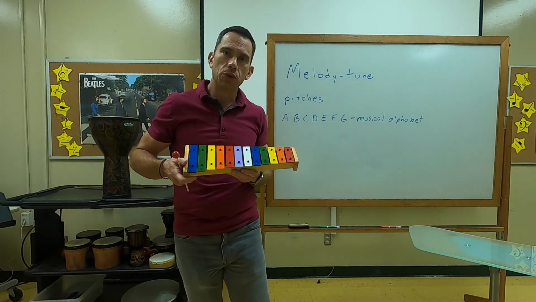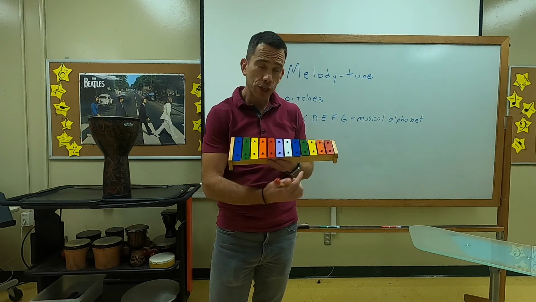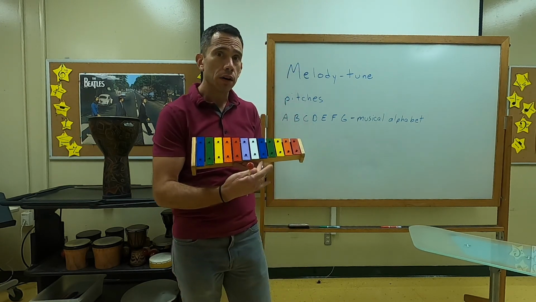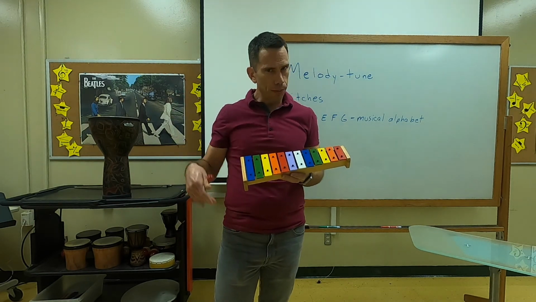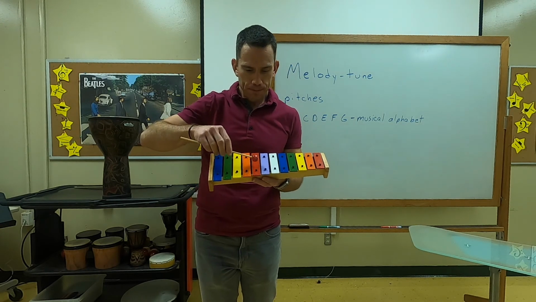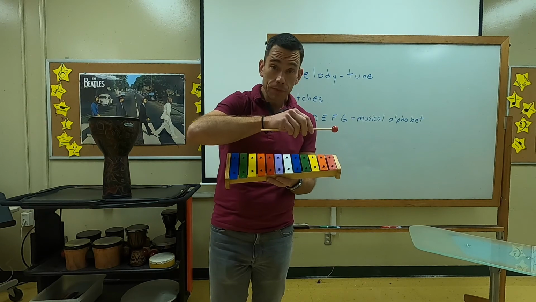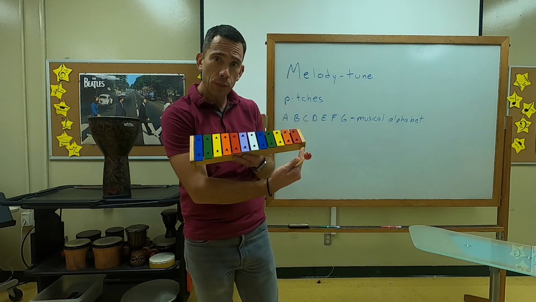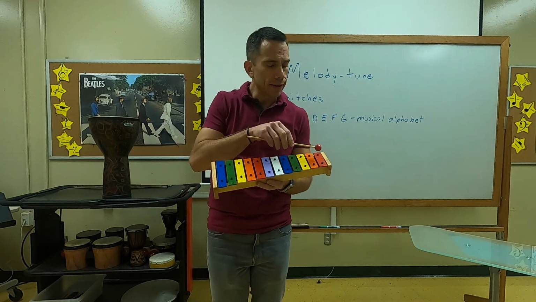Here, I've got a little bell set, and each one of these bars is a different pitch. The ones up here are smaller, so they're going to be higher, and the ones down here are bigger, so they're going to be lower. Let's take a listen. You see how I got higher as I went up? And if I go down, the pitches are going to get lower, like this.